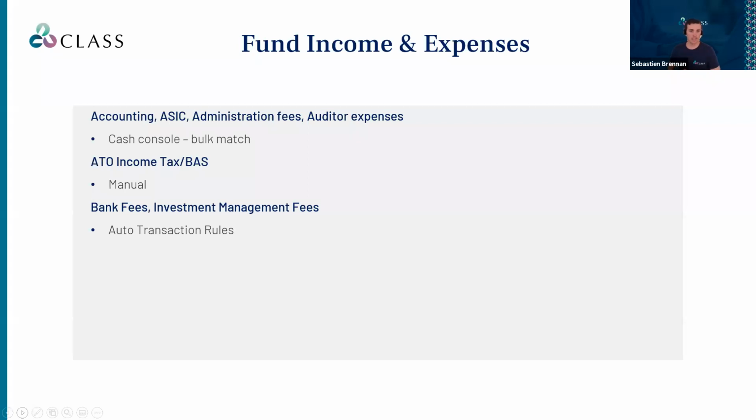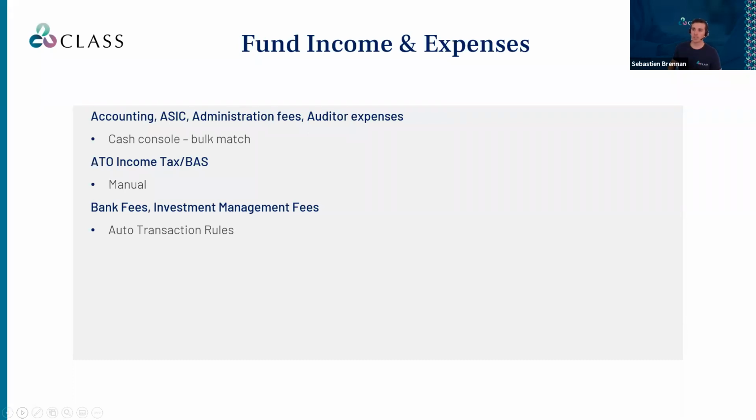The tax transactions, so whether it's the annual payment, activity statements, they're going to be manual. And bank fees, investment fees, those can be set to auto transaction rules. So again, appreciate a lot to take in, but hopefully what you can do is you've identified some areas where you need to go back to. And I encourage you, whether it's as a team or individually, going back through those areas and understanding how you can apply those functionalities to the funds you're processing going forward.